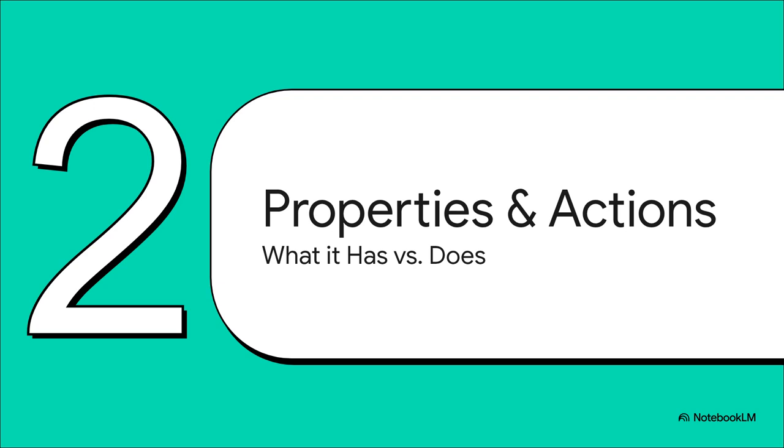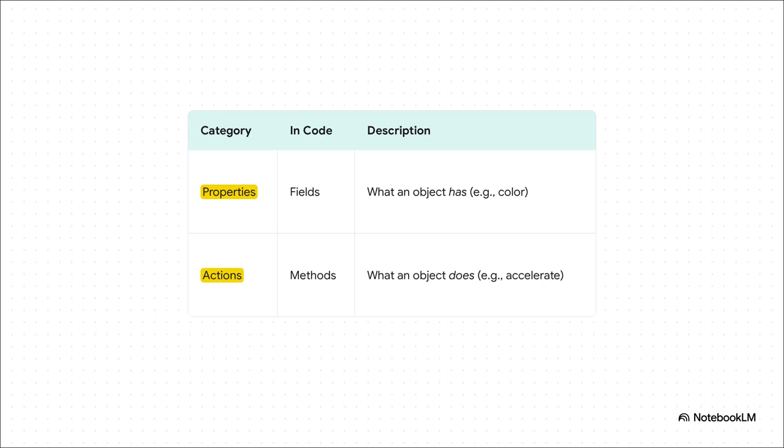Okay, so what information actually goes into one of these blueprints? Well, a class really defines an object by describing two key things, what it has and what it does. As you can see here, we have properties. In code, these are called fields or instance variables. This is basically what an object has, things like its color, its weight, its name. And then we have actions. In code, we call these methods. This is what an object can do. It can accelerate, it can brake, it can turn. These two parts, what it has and what it does, they define the essence of any object you create.